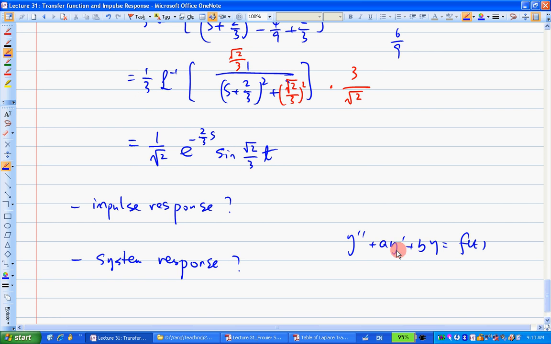Then you look at the transfer function to get the impulse response. But if the question is what's the system response, then you're going to have to see exactly what the input is to get the system response. So that's a difference here. Impulse response depends on the transfer function, and the transfer function does not depend on the input. But system response depends on the system input. You have to know the input in order to know the system response.